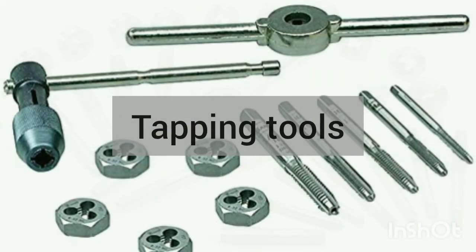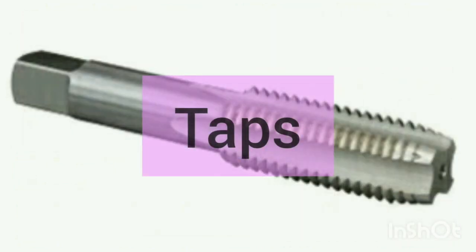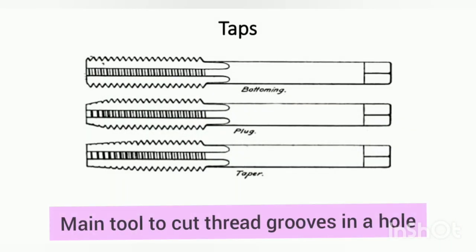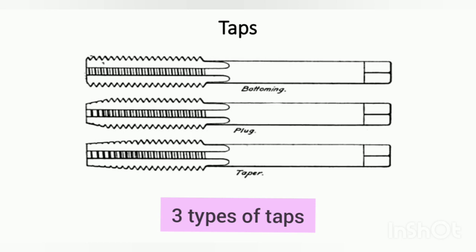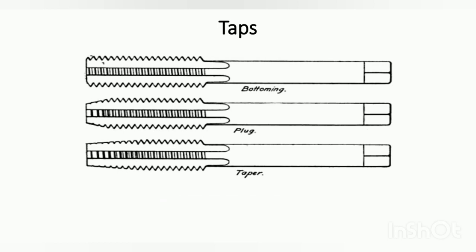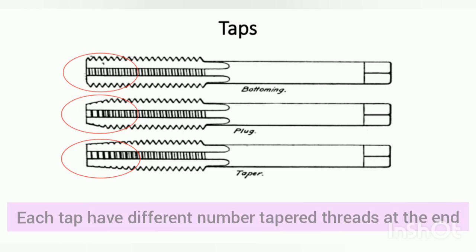So now we will look at the tapping tools. The main tools for tapping are taps, which are used to cut the thread grooves in the hole. The structure of a tap consists of the square end, the shank, the flute, and the pointing. There are three kinds of taps, which are the bottoming tap, plug tap, and taper tap. What makes these taps different from each other are the pointings. Each of the taps has a different number of tapered threads at the pointing for different uses.